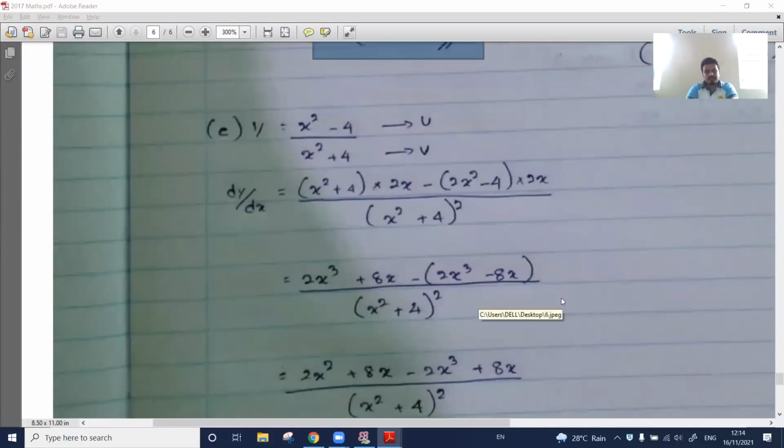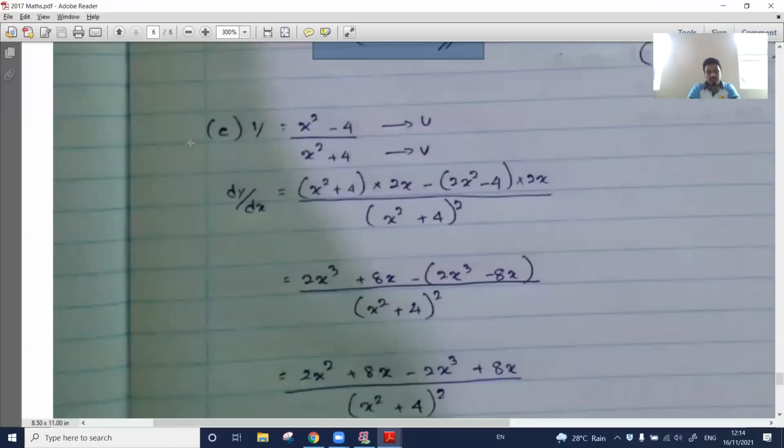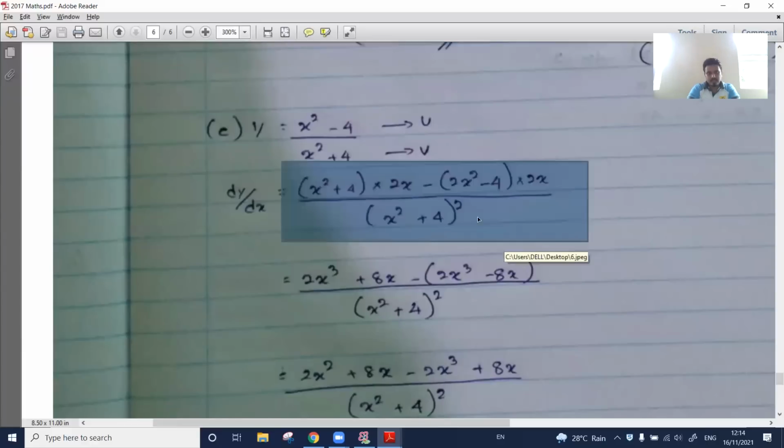Then part C. Here we need to apply what? The quotient rule. This element, we need to square the denominator. Yes, correct. We need to square the denominator. X squared plus 4 into differentiation of the numerator, that is 2x. Correct. Minus numerator as it is. Right?